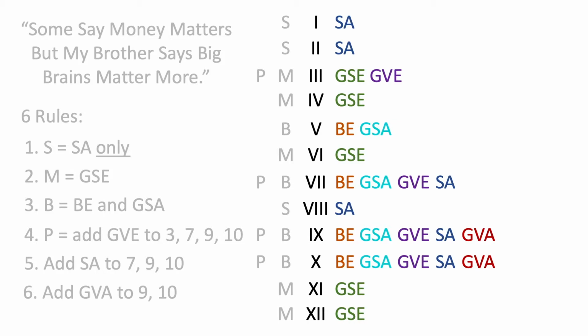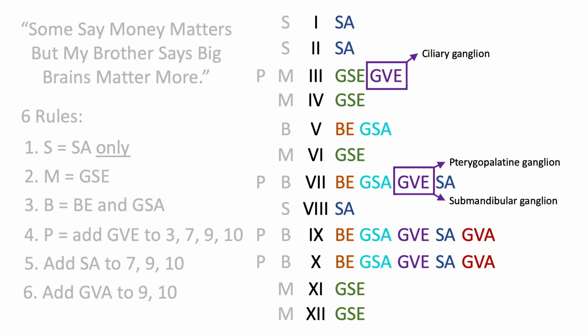If we want to talk about the parasympathetic components, we can associate those with ganglia. Cranial nerve 3 has preganglionic parasympathetic fibers that will synapse within the ciliary ganglion. Cranial nerve 7 has preganglionic parasympathetic fibers that will synapse in either the pterygopalatine ganglion or the submandibular ganglion. There's 2 different pathways for these ganglia that you'll need to know. Cranial nerve 9 is going to carry preganglionic parasympathetic fibers to the otic ganglion.